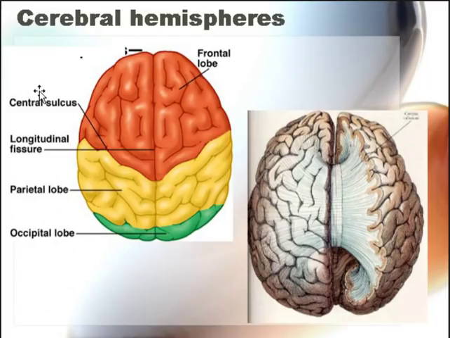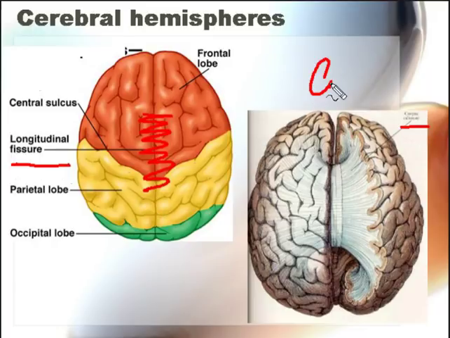So as we all know, there are two cerebral hemispheres, one on either side, and they are separated in the middle by a fissure, and that fissure is known as the longitudinal fissure. Each cerebral hemisphere is connected to the other by a band of white matter that actually passes through. And if you open this longitudinal fissure, you can see that band of white matter, which is known as the corpus callosum.